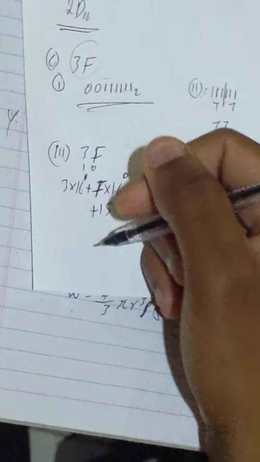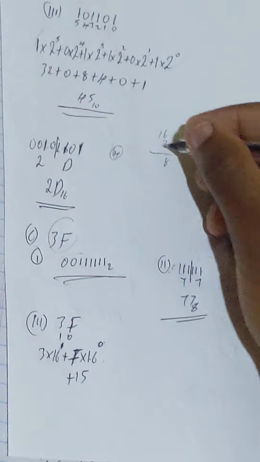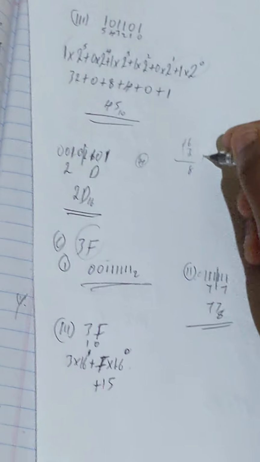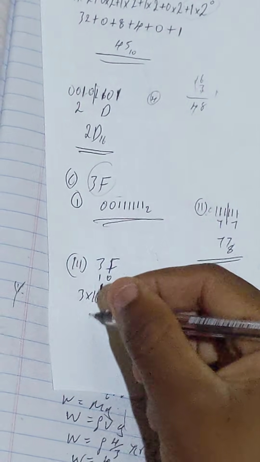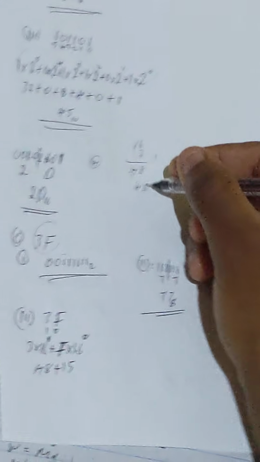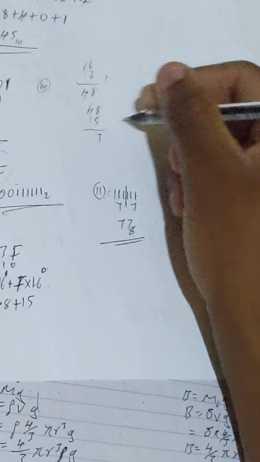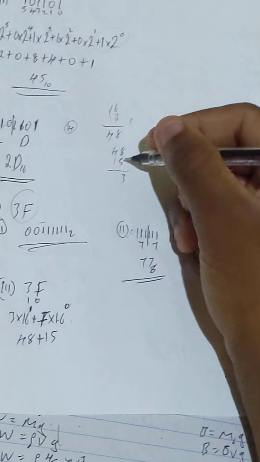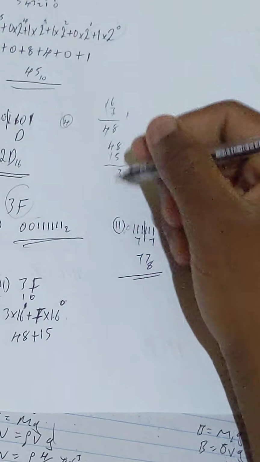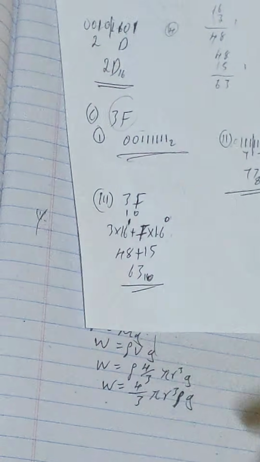Plus 16 to the power 1 is 16. 16 times 3, so you're going to do 16 times 3. 3 times 6 is 18, 8 remain 1. 3 times 1 is 3, plus 1, 4. So you have 48. So you're going to do 48 plus 15, 5 plus 8, it's 13, 3 remainder 1, 1 plus 4 is 5, 5 plus 1, 6. So you have your answer as 63 in base 10. That's how you do it.